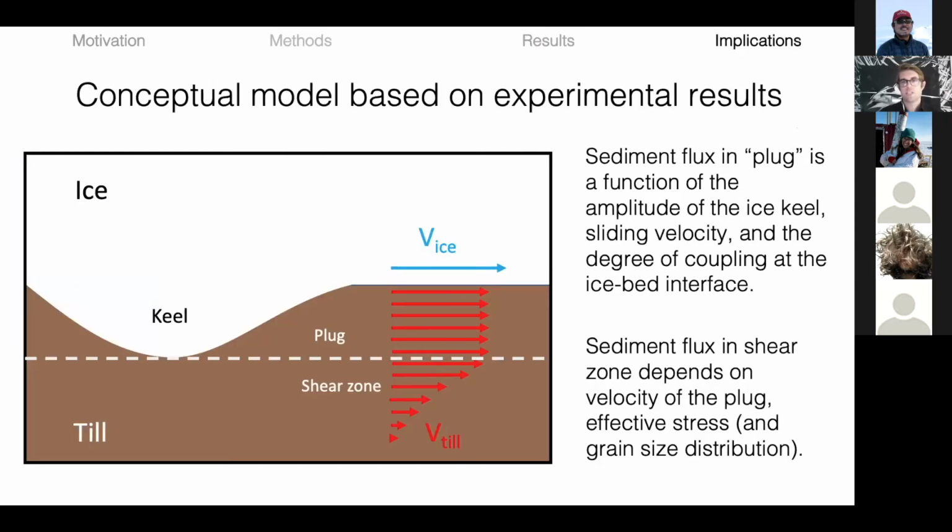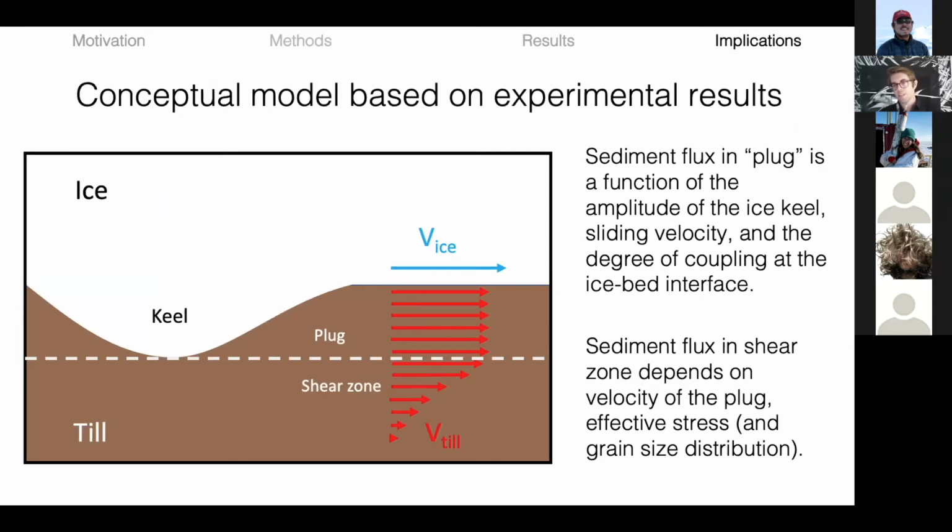So this sets up a conceptual model based on our experimental results, where you have ice moving at some velocity, and irregularities in the ice are basically setting this plug. Sediment flux in the till bed is going to be partitioned between this plug region and the shear zone region, and the velocity in the plug region is going to be a function of the sliding velocity, the degree of coupling, and the amplitude of these irregularities at the ice bed interface.